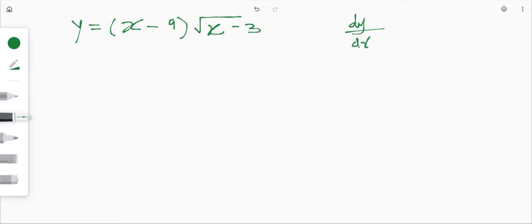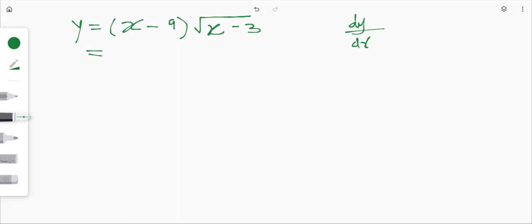Since we can see that we've got two terms here, x minus 9 and x minus 3, we know that we're going to apply the product rule, because we've got two terms here. And then since we've got x minus 9 and x minus 3 in brackets, we know we're also going to have to apply the chain rule. So two rules will be applied here, the product rule and the chain rule.